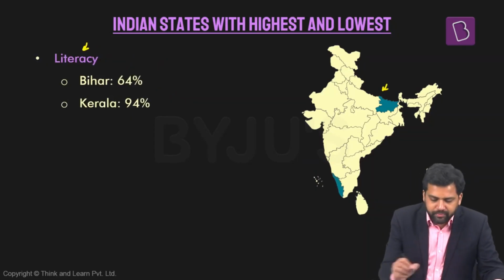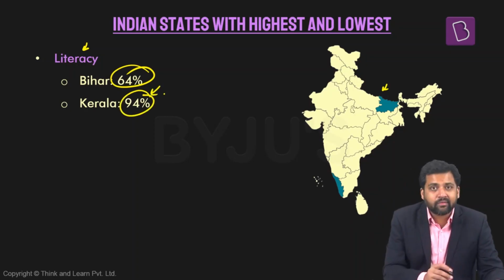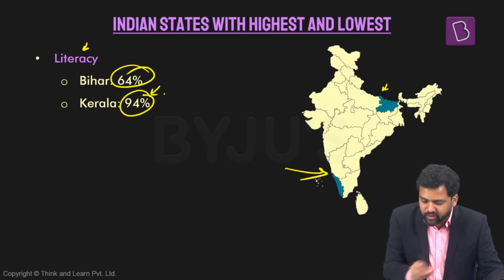Literacy rate. Look at Bihar. Bihar's literacy rate is somewhere around 64%. So if you take 100 people, 36 of them most likely would not have seen a school, would not have been within the classrooms. On the other hand, Kerala is the most literate state. 94% of people in this part of the country are literate.